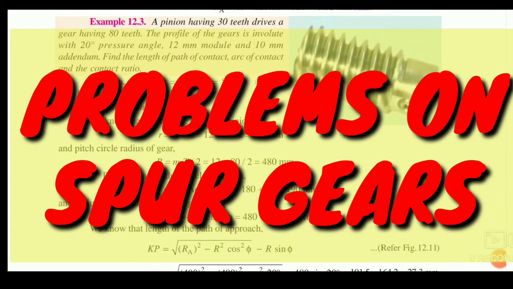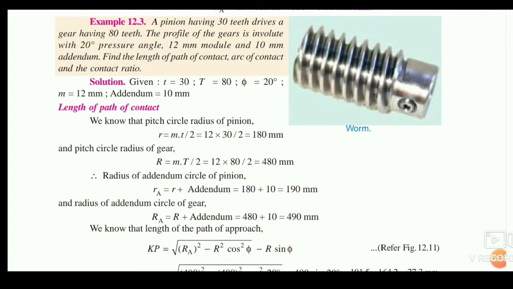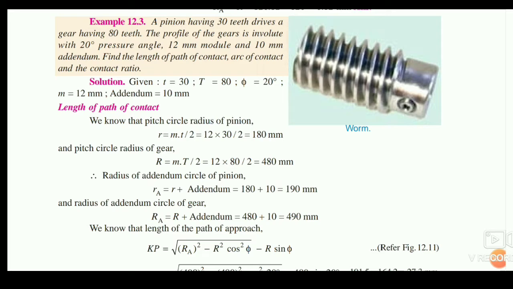So now we'll move on to the problem side. We have completed the theory portions of spur gear. Then we have also completed the three important derivations. One is law of gearing. Then we have length of path of contact derivation. Then you have minimum teeth required on the pinion in order to avoid interference. So three derivations and the basic theory containing the basic terms, nomenclature, we have finished.